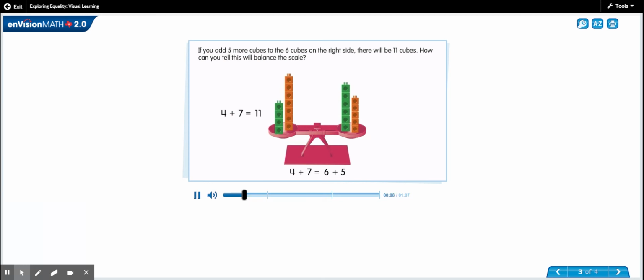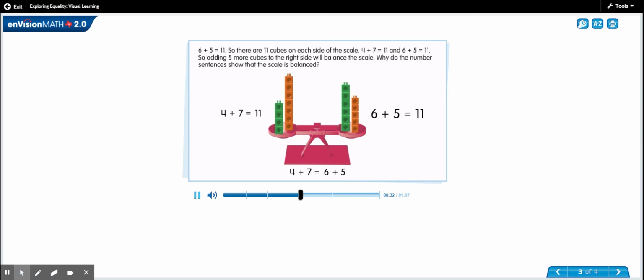How can you tell this will balance the scale? You can write another number sentence to show how many cubes are on the right side. What number sentence will you write? 6 plus 5 equals 11. So there are 11 cubes on each side of the scale. 4 plus 7 equals 11, and 6 plus 5 equals 11. So, adding 5 more cubes to the right side will balance the scale.